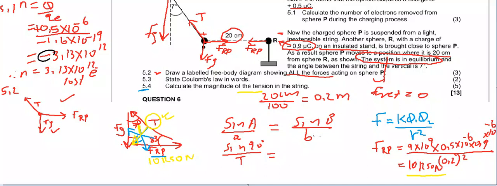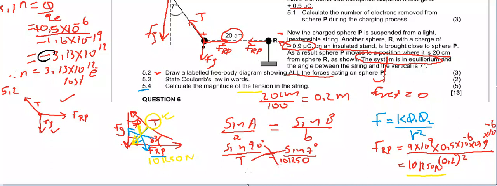Angle B must go with this force. So this force is the force between R and P, opposite to which angle? To 7. So we're going to say sine 7 degrees divided by the side that is opposite to 7 degrees. This force, Fr, is what? It is 10,1250. Then we cross multiply.